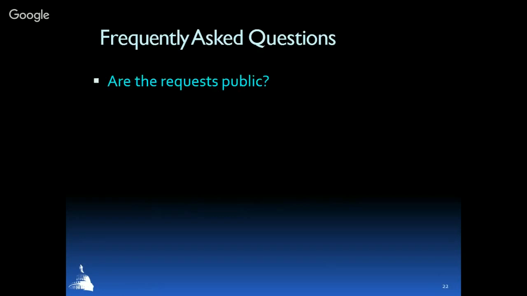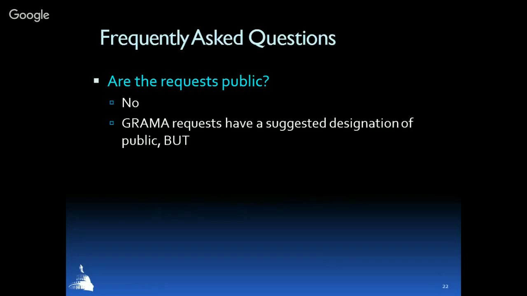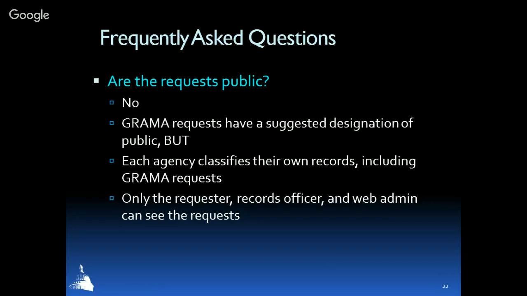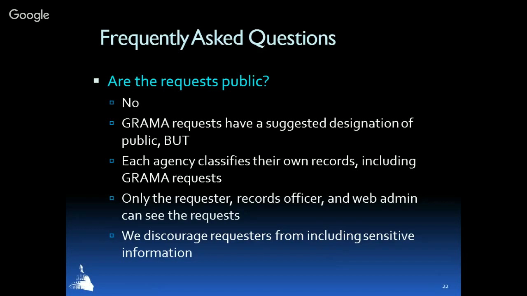Are the requests public? No, they are not public. GRAMA requests in the state retention schedules do have a suggested designation of public, but of course it's up to each agency to classify their own records, and that includes GRAMA requests, including the ones that are on the portal. So right now, only the requester, the records officer, and the web admin can see the requests. They're not public for anyone to see. We do also discourage requesters from including sensitive information.